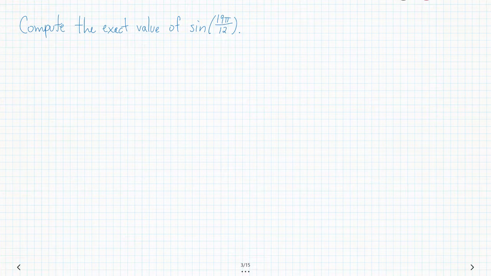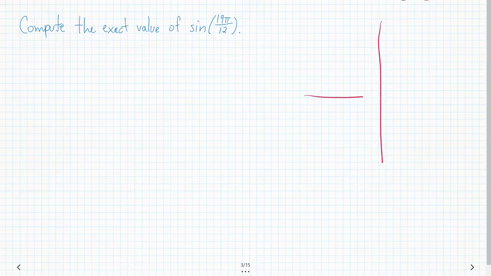So this is what I kind of mentioned before: how do we compute the exact value of sine of 19 pi over 12 when we don't have a nice angle sitting inside of there? And this is where we have quite a few different ways to approach this problem. So let me mention, first off, I'm going to go back to the unit circle once again.